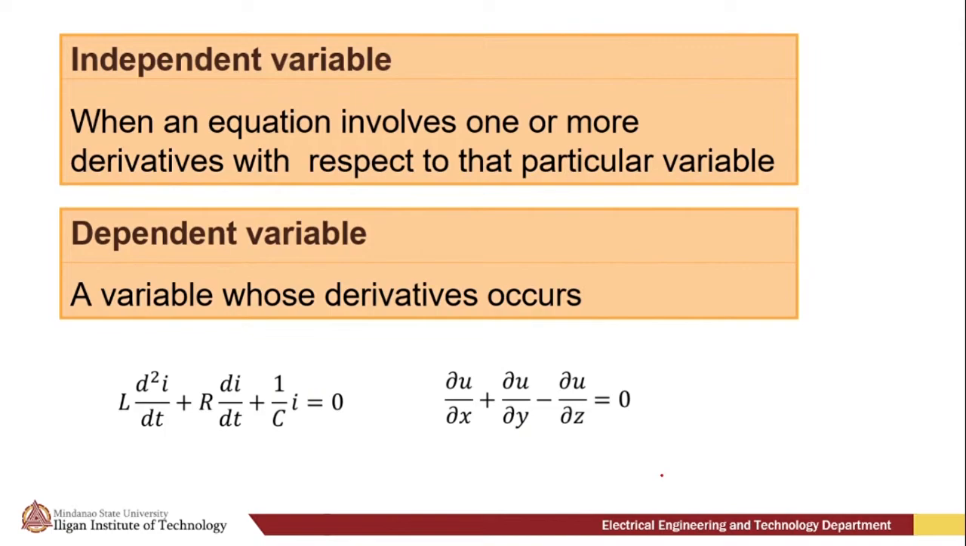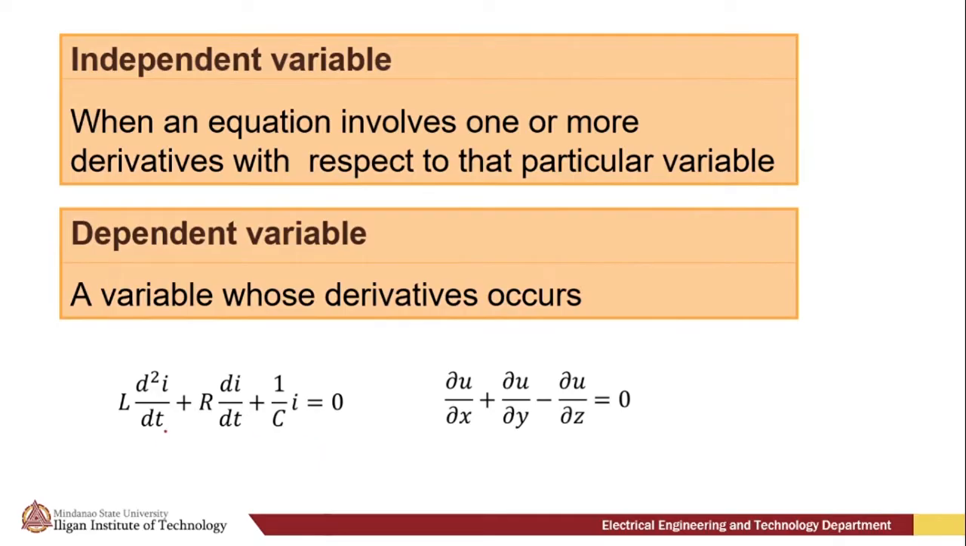So what are independent and dependent variables? An independent variable is one with respect to which an equation involves one or more derivatives. And a dependent variable is a variable whose derivative occurs. So we have an example here, L d squared i over dt squared plus R di over dt plus 1 over C i equals 0. This equation is used to solve an RLC circuit.